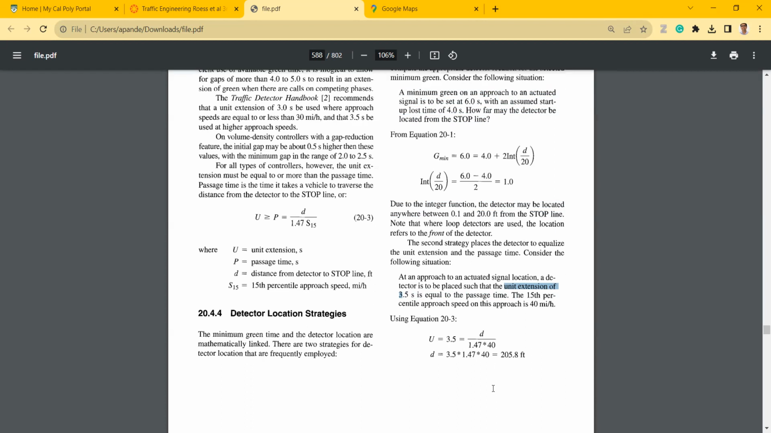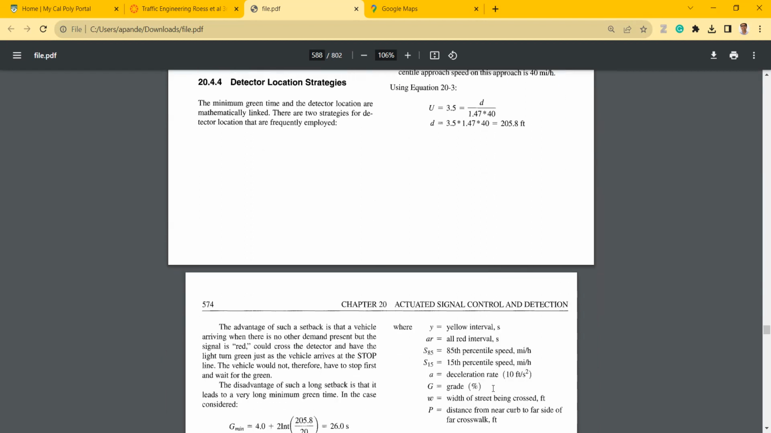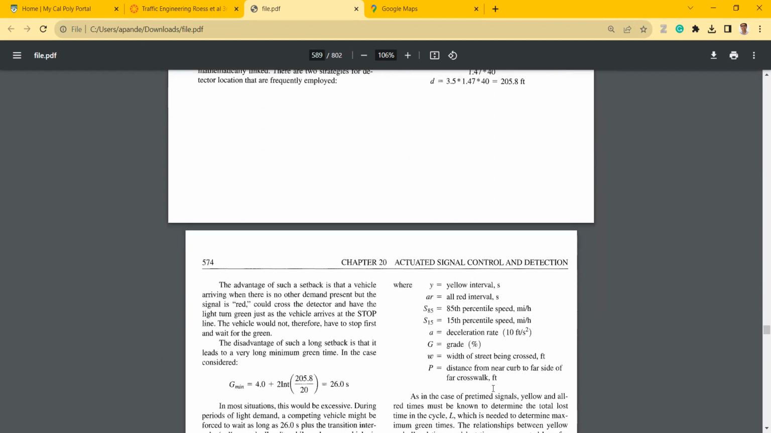Now, why might we want to do that? What's the purpose of being able to do this? The advantage of such a setback is the vehicle arrival when there is no demand present when the signal is red. So now the good news for this is that you can actually turn your signal green, and we use it in a lot of places actually. And you might have seen in certain approaches, if you're approaching them at nighttime, right? What happens?